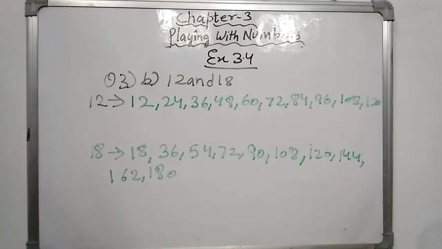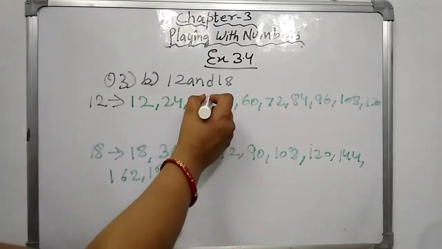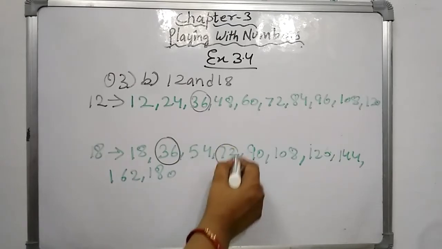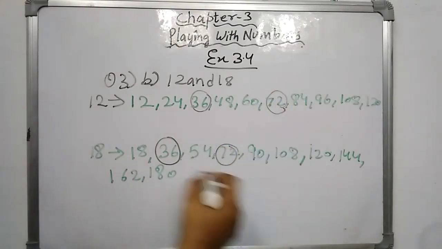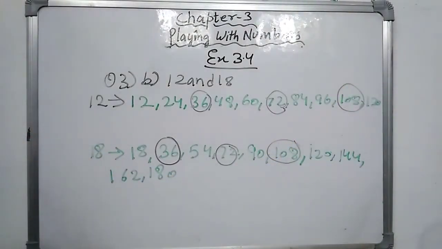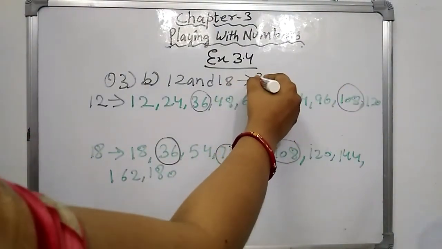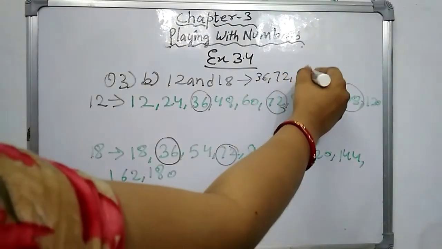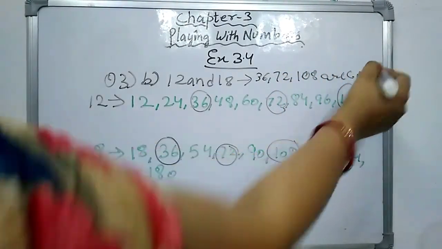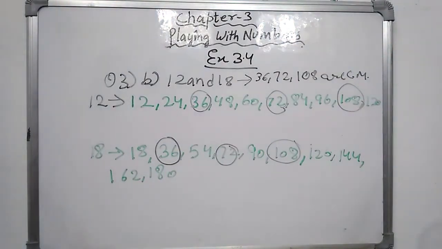Now we'll check first 3 common multiples. So we have this 36 in common. Then we have this 72 in common. And after that we have this 108 in common. So these 36, 72 and 108 are common multiples of 12 and 18. Right?